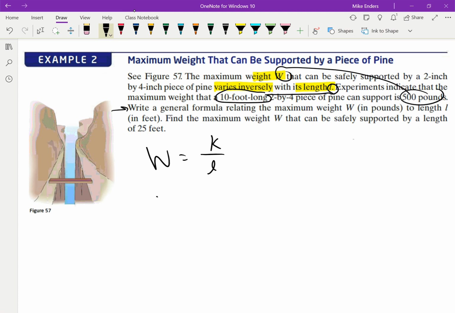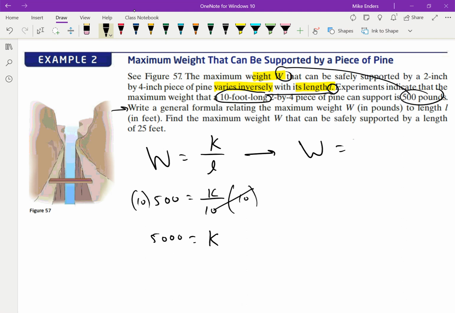If we've got 500 pounds, we can replace the weight with 500, and our k we don't know, but we do know with 500 pounds we need a 10-foot long board. If I solve this for k, we can multiply both sides by 10. The 10's cancel on the right side. So k equals, a pretty easy mental calculation, 500 times 10, which is 5,000. Now I can rewrite the initial equation because I know my constant is 5,000. So I've got 5,000 divided by L.